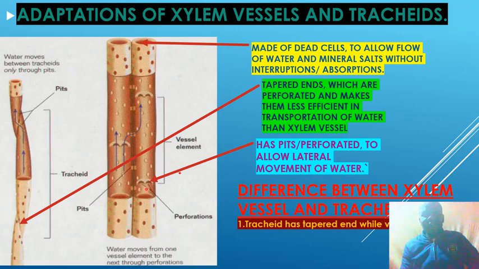More of the xylem vessels have pits on their walls or are perforated. You can speak about having pits or being perforated. What's the meaning of that? This is to allow the lateral movement of water.